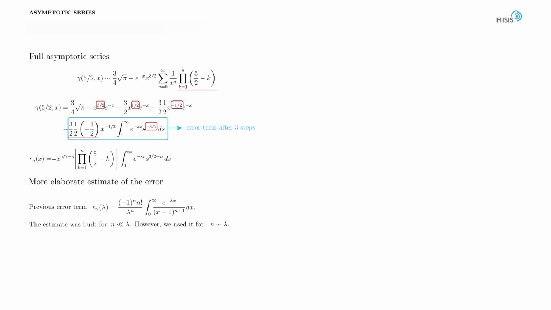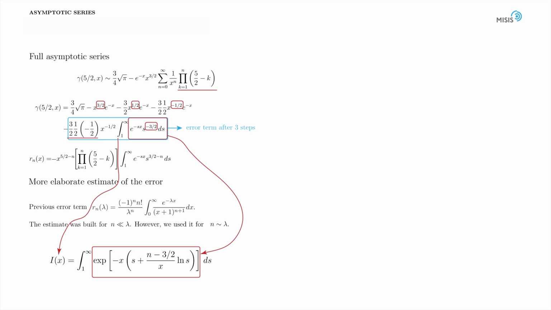Of course, in principle, n can also be very large, and in many cases we need it to be of the order of lambda. So let's see how the estimate of an error term can be built in a more accurate manner. As usual, we denote the integral in question by I of x. Let's put everything in the exponent. Actually, here we have come to the general Laplace type integral. So how do we estimate it?